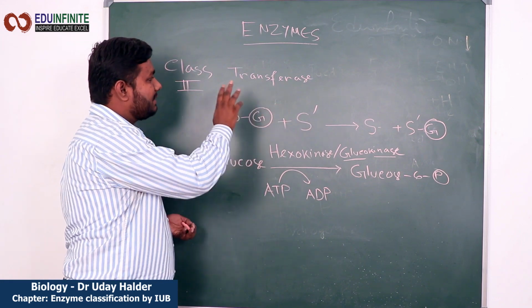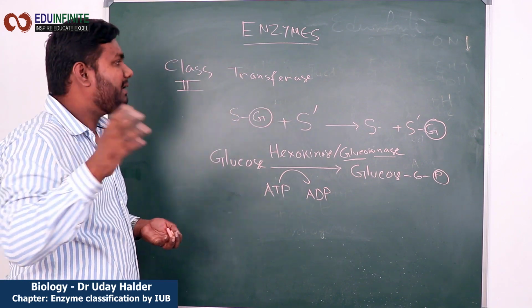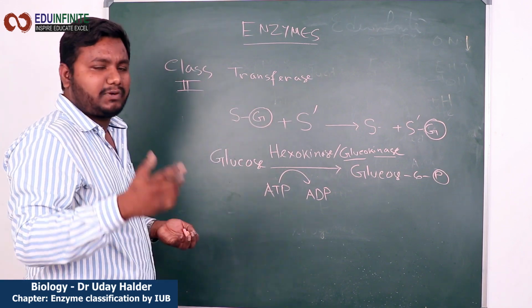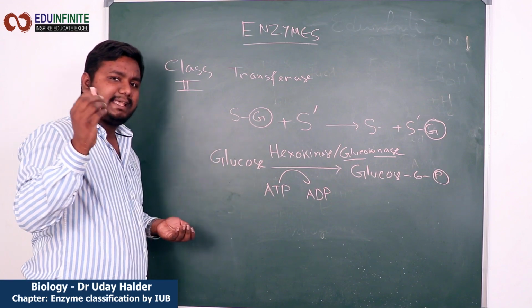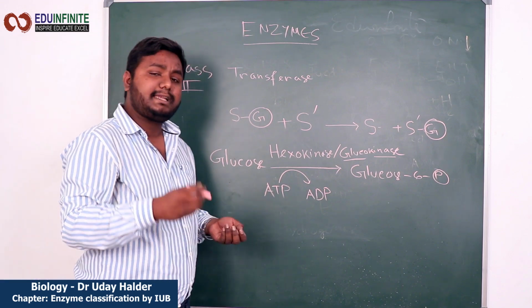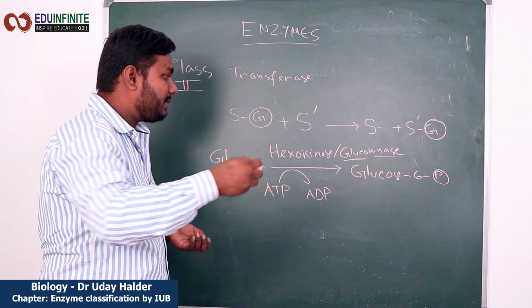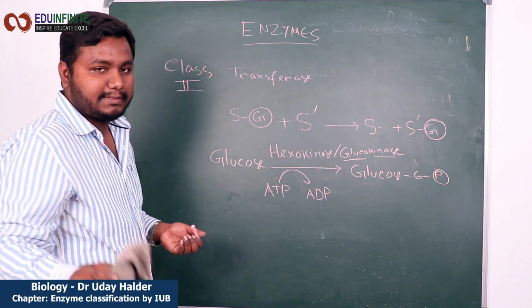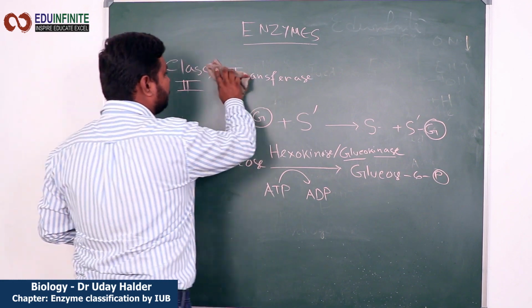So glucokinase is a transferase type of enzyme. It's an example of transferase. And glucokinase is also called hexokinase for the reason that glucose is a 6-carbon sugar and it is also known as hexose. That's why glucokinase is also called hexokinase. So this was the second class of enzyme, transferase.